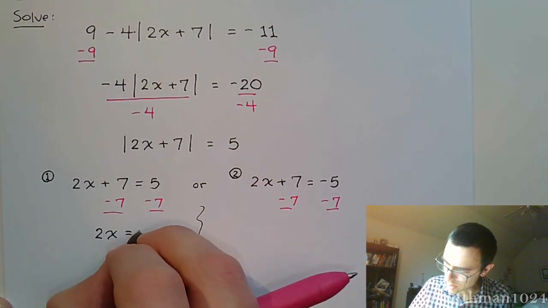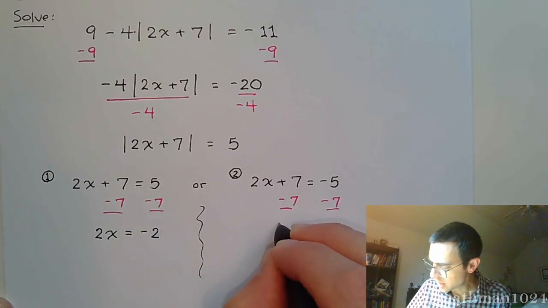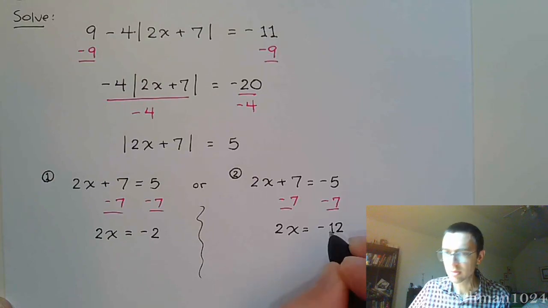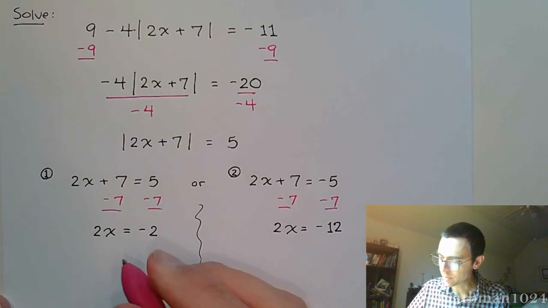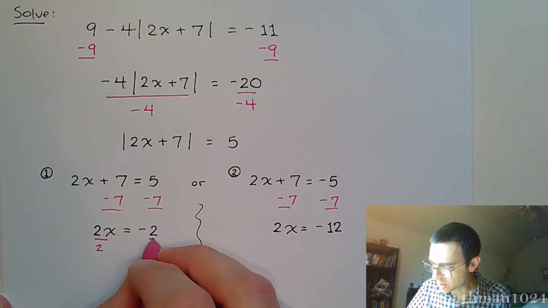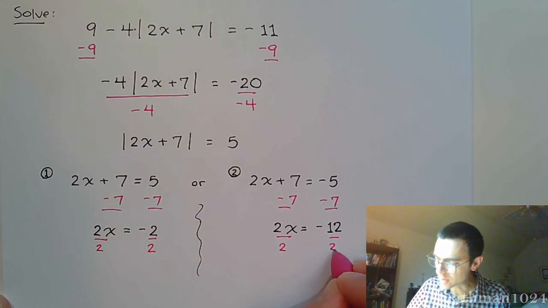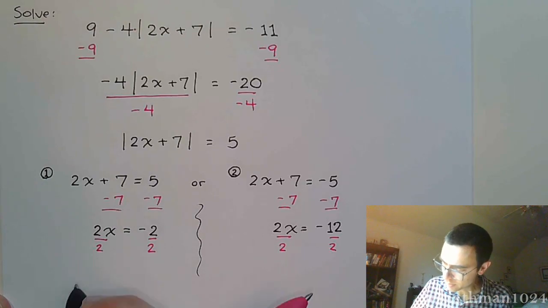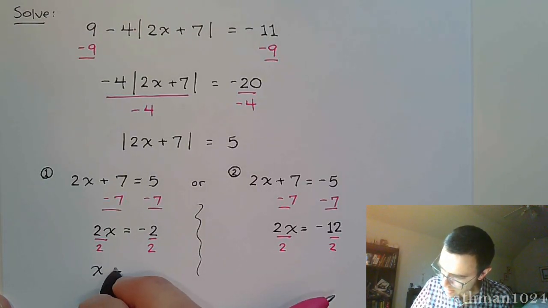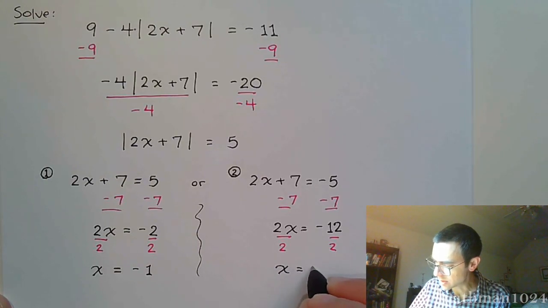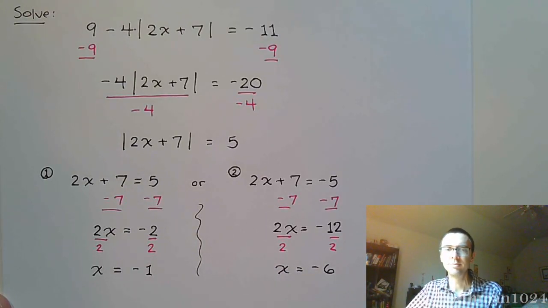Alright, so 2x is equal to negative 2 over here, and 2x equals negative 12 over there. Divide both sides by 2 to finish getting x by itself, and that's the same step we have to take for the other side. So x equals negative 1, or x equals negative 6.